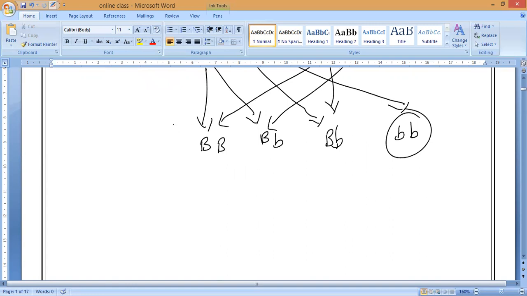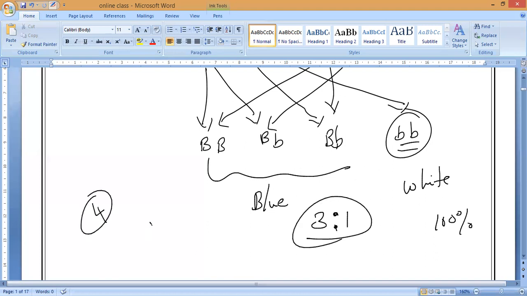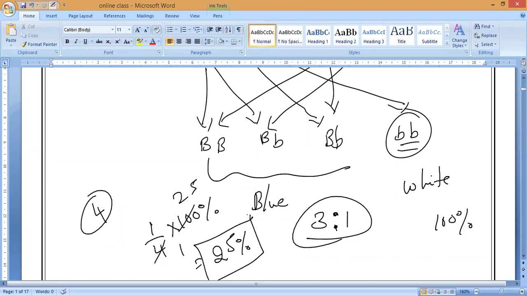So all these three plants, as we know, in the F2 generation are blue, but the last plant alone is white. The ratio is 3:1. Yes or no, guys? So what is the percentage? Every percentage we make out of 100%. So the total number of plants is 4, and the white plants are only 1. So the percentage is 1 by the total number of plants into 100%. So 4 ones are 4, 25s are, sorry, which equals 25%. So what is the percentage of white plants? 25%. Understand? That is what you have to make.